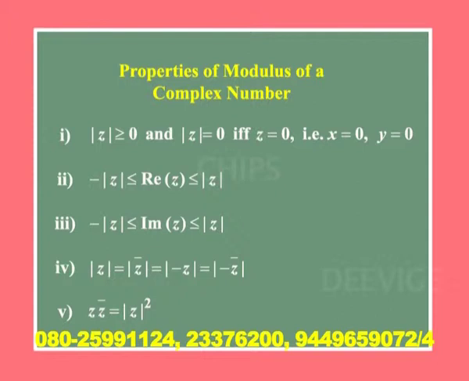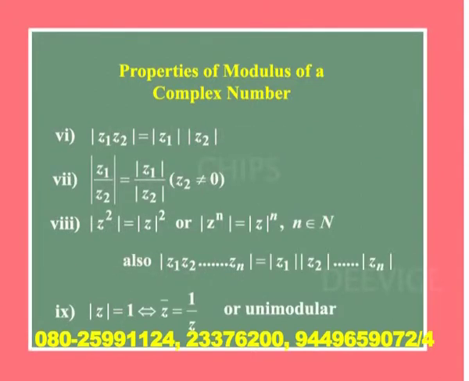Mod Z is equal to mod of Z bar, that is equal to mod of minus Z, that is equal to mod of minus Z bar, and of course that is equal to root of x square plus y square. Z Z bar is equal to mod Z square. Mod of Z1 Z2 is equal to mod of Z1 into mod of Z2.